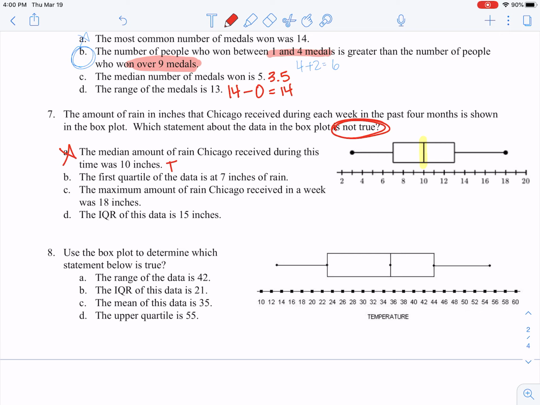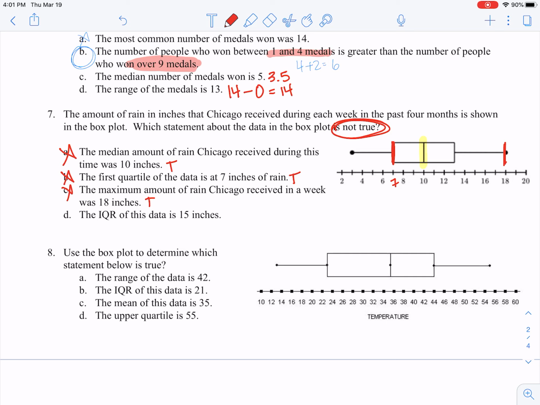B, the first quartile of the data is at 7 inches of rain. So if the first quartile is the first line in the box, and it looks like it's right in between 6 and 8, it is actually 7. So this is true. So it is not B. C, the maximum amount of rain Chicago received in a week was 18 inches. Maximum is that last line the box plot goes up to, and it is at 18, so it is true, so it's not the correct answer.